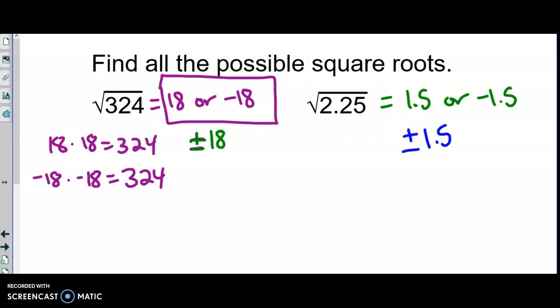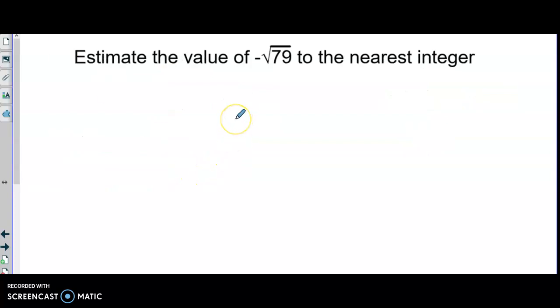All right, estimate the value of negative square root of 79 to the nearest integer. Okay, so you guys have 2 options here. In the Connexus lesson, they teach you the method of using perfect squares to estimate. That's great. If you ask yourself, what's the closest perfect square to that? You'll probably come up with the square root of 81, which is 9. It's a little bit less than 9, but 9 is probably the closest.